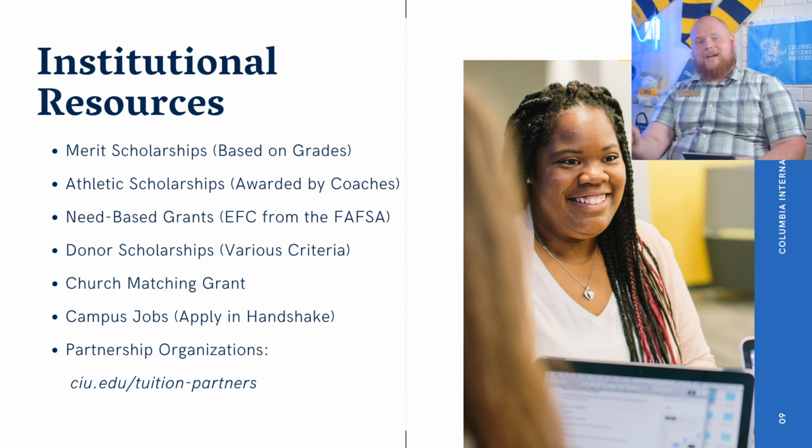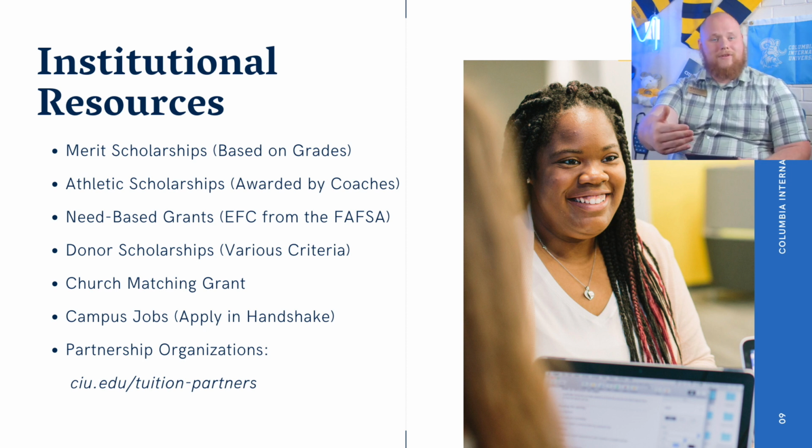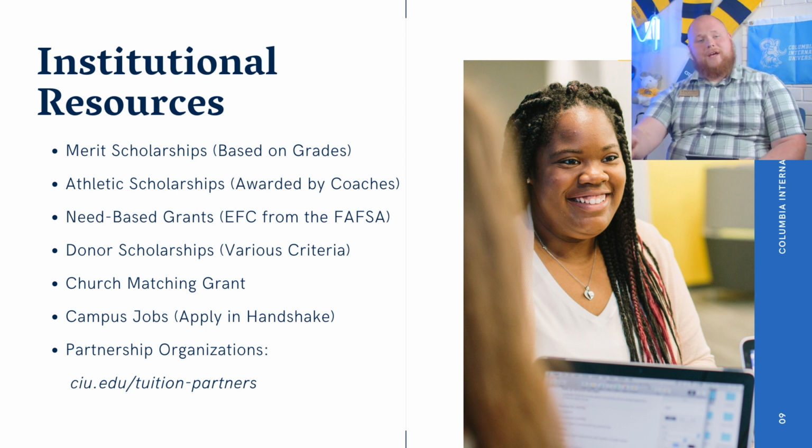There is an application to fill out for that one in your spring semester for returning students to receive a donor scholarship, which basically some folks have given us money to give to specific criteria of student, and then we allocate those funds after the application comes in from it. And then we have a church matching grant. This is another one that you would have to do on your end. If your church or a parachurch organization wants to support your education, then we will match up to $1,000 per year that they give towards it.